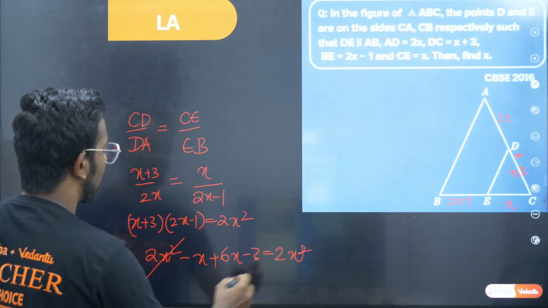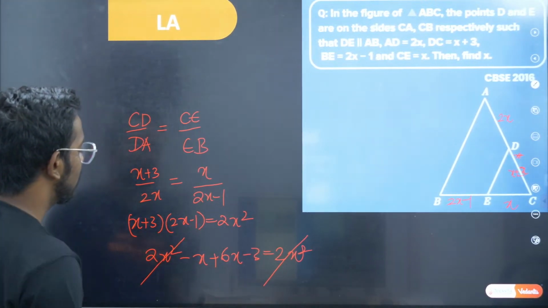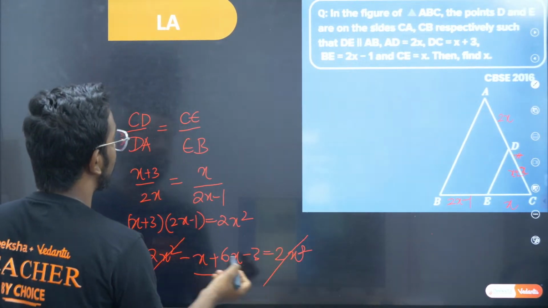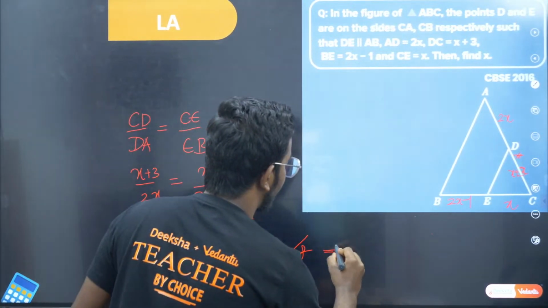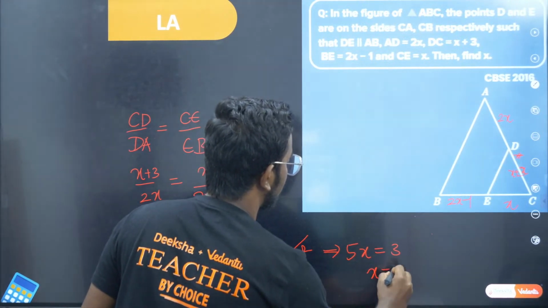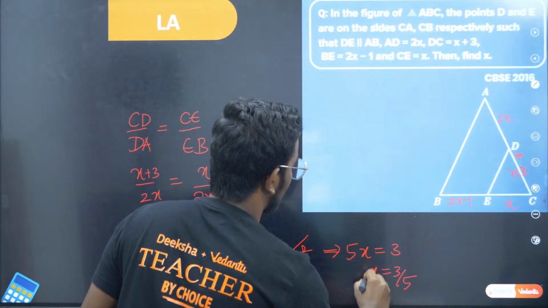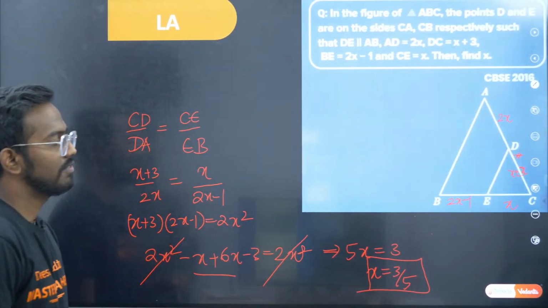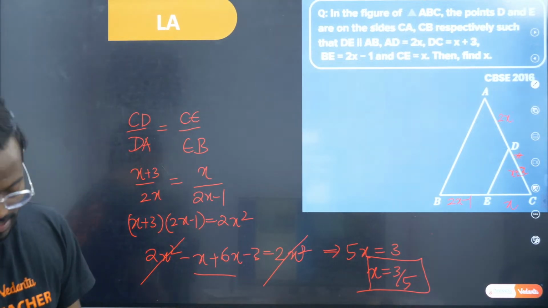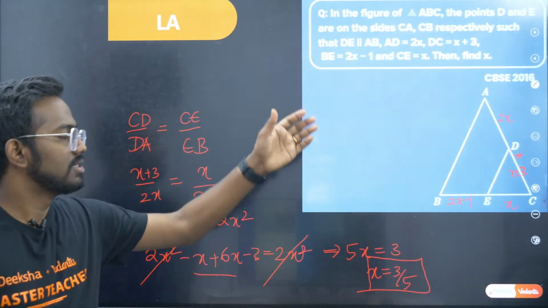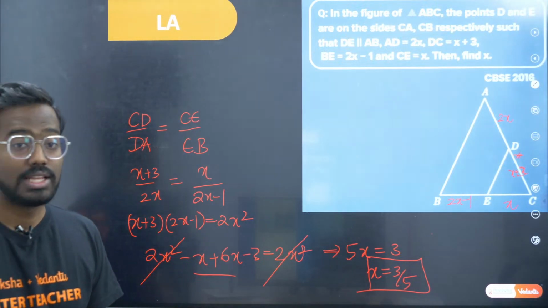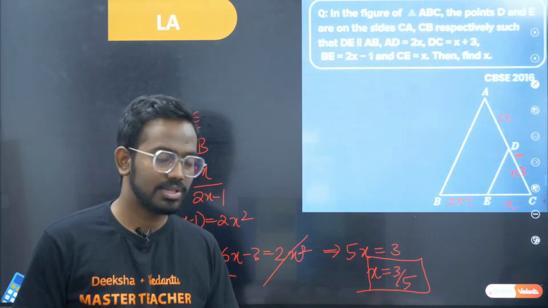Okay. So 2x square gets cancelled. You will be left with 5x is equal to 3, and x is equal to 3 by 5. Hope this is clear. So now you have got x to be equal to 3 by 5. So that is how you can get the answer. Whenever such things are given, just try to take their corresponding sides to be proportional. That will bring you the answer. Let's take up the next part.